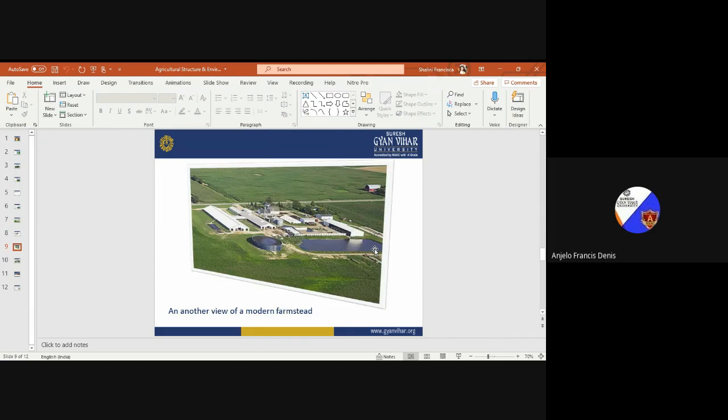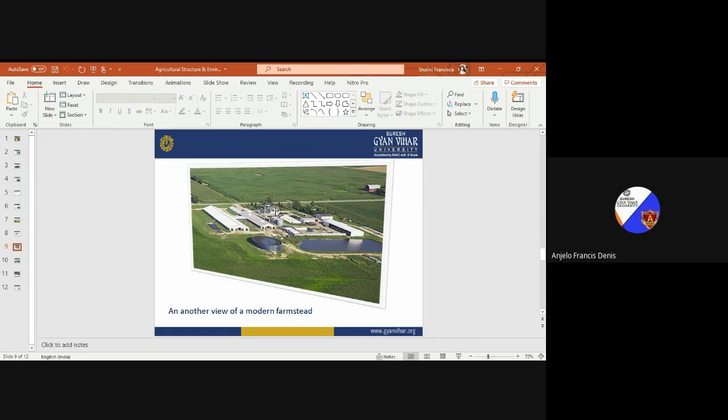So this one is another view or image of a modern farmstead. You can see that this farmstead is situated at the center point of the farm. Around this farmstead there is cultivation of crops, and within this given area there is a water harvesting pond, a fish pond, as well as a biogas plant. This can be the dairy shed or animal shed.